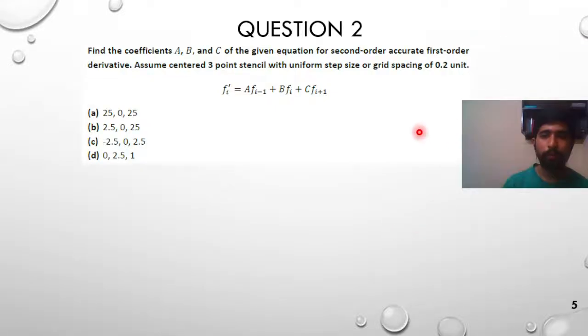So let us see the second question. In this question we will mainly try to construct the Taylor table and try to calculate the values of A, B and C. So you can do this question along with me. So we have to find the coefficients A, B and C to find out the first order differential term and the order of accuracy is second order. Even if they don't give second order, it doesn't matter actually. So the first order derivative we have to calculate in terms of these three stencil points. And we are required to calculate the values of A, B and C for a delta x of 0.2. So we will first construct the Taylor table for this.